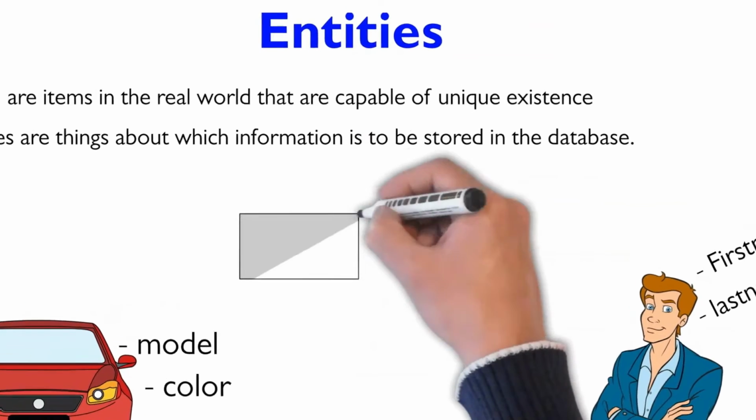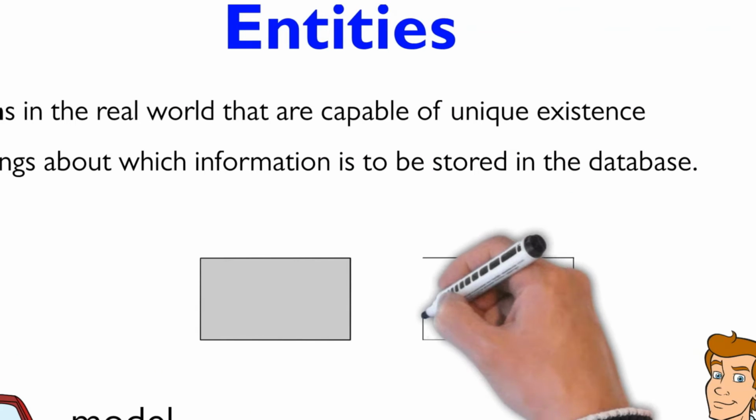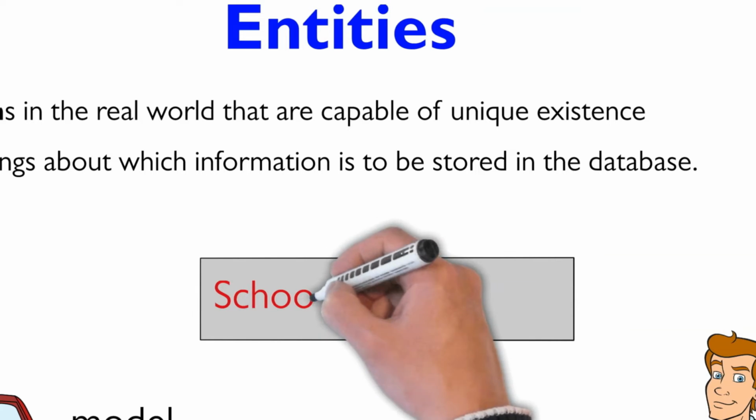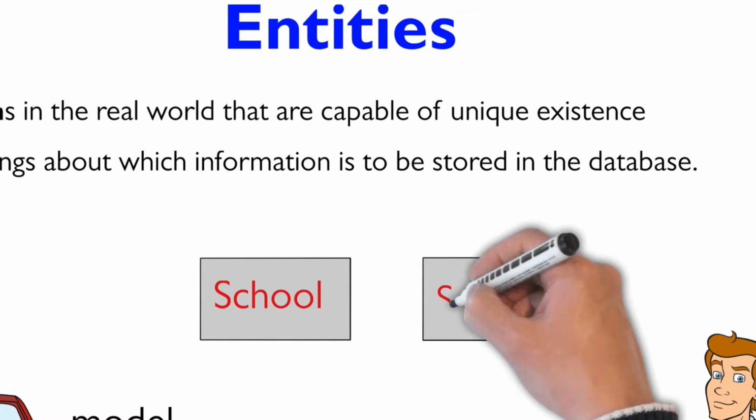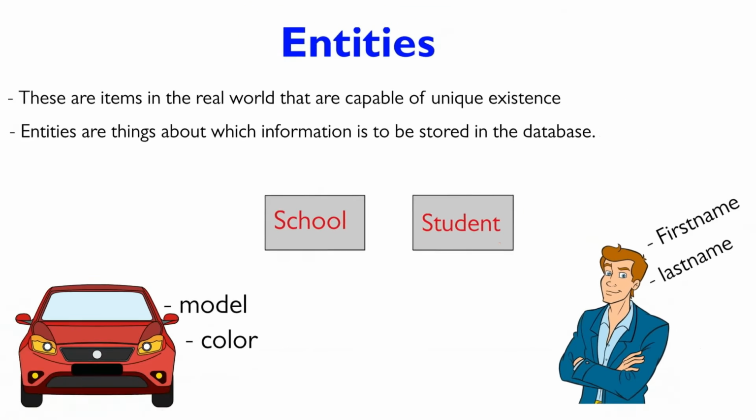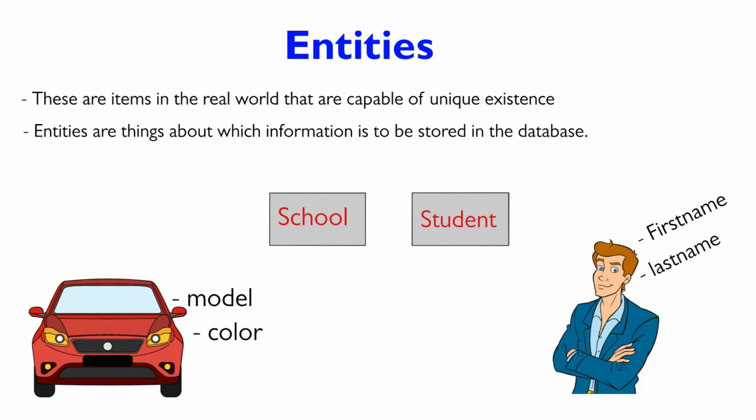Now on the ER diagram, they are typically represented by a box labeled with the name of the entity. So for example, if you have a school, you'll have the name of a school in a box. If it's a student, then you'll have the name of a student in a box. Or if it's a person, then you'll have the name of a person in a box. So by now, you should have an excellent understanding of what entities are. So again, go ahead, think about a few entities and write them down.